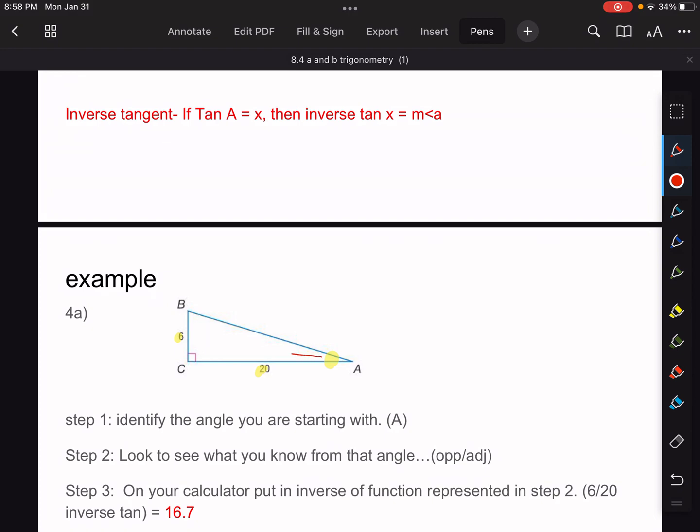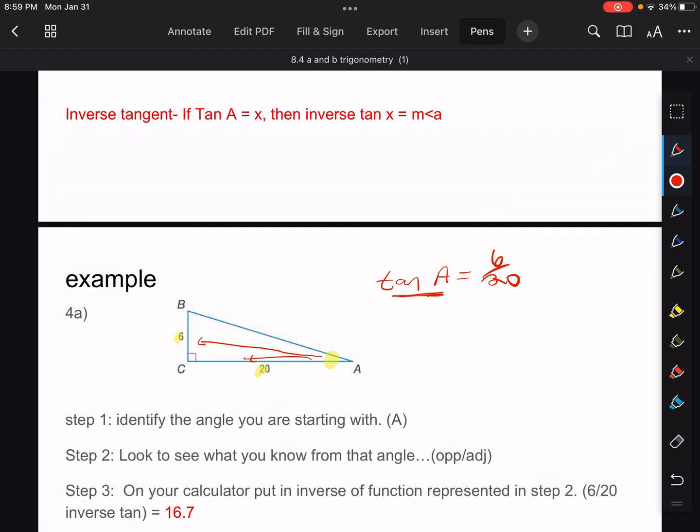Well, from this perspective, I know the opposite and I know the adjacent. So I know that the tangent of A is equal to 6 over 20. Now, I'm looking for A. To get A by itself here, this is a weird new thing that you have to get used to. But we're not multiplying tangent by A. That's not what we're doing. This is a trig function.